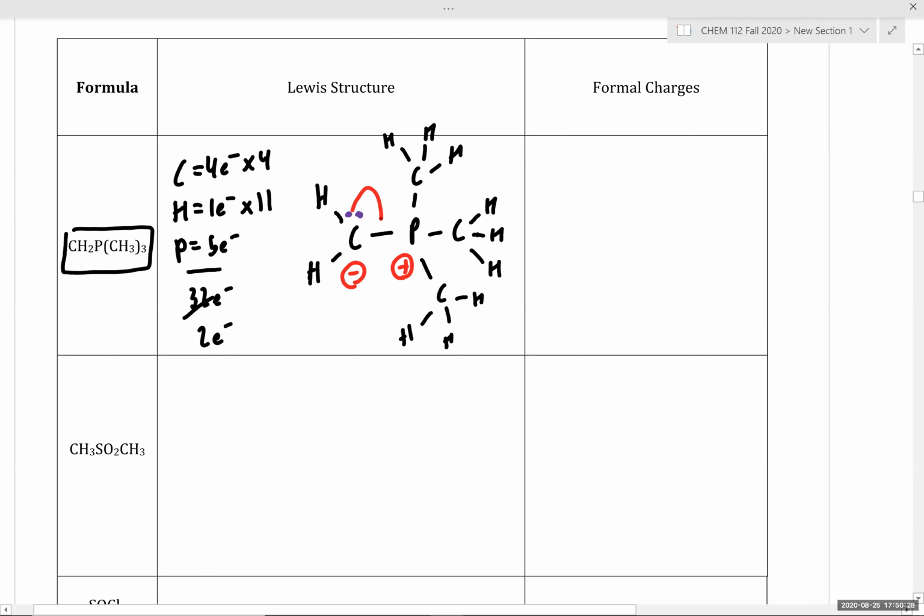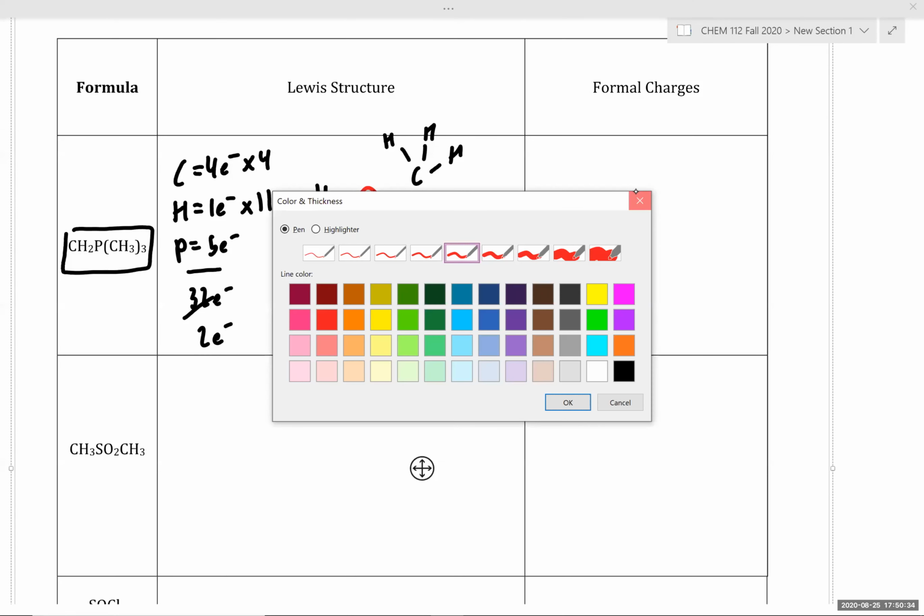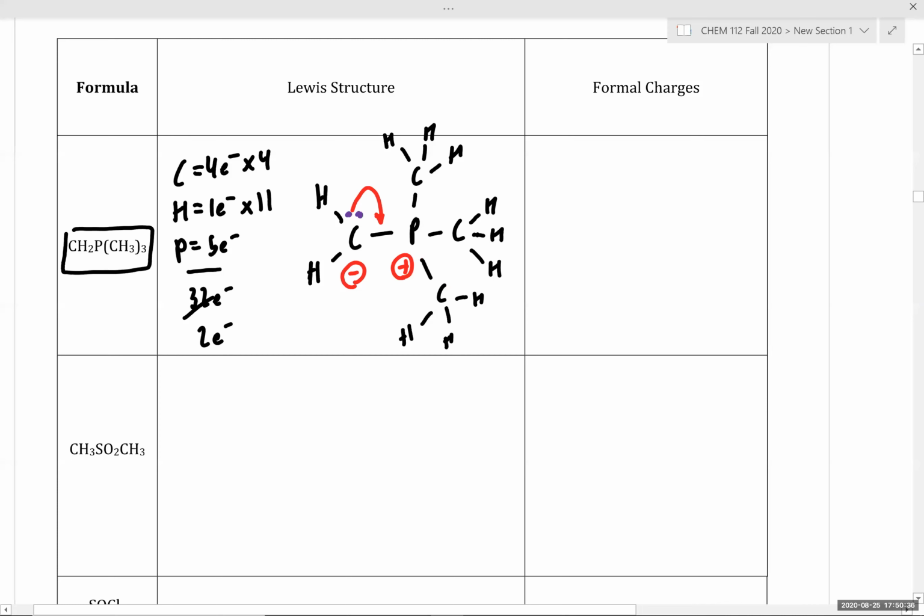Nonetheless, to minimize formal charges, we'll move our carbon lone pair down, and in turn, that would give us the following Lewis structure. Again, this is known as a Wittig reagent, and it's used to form carbon-carbon double bonds.